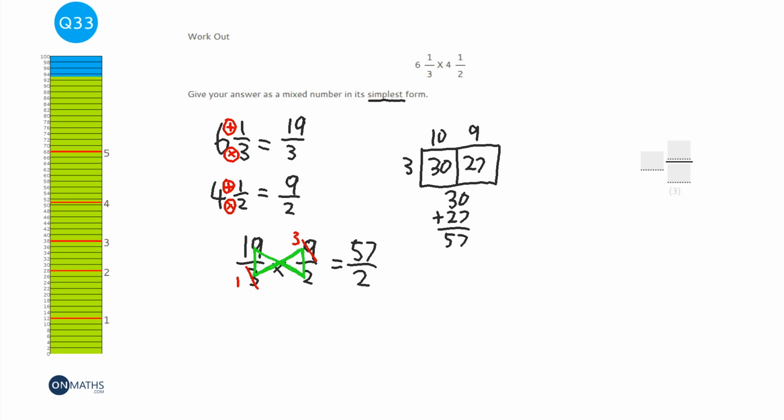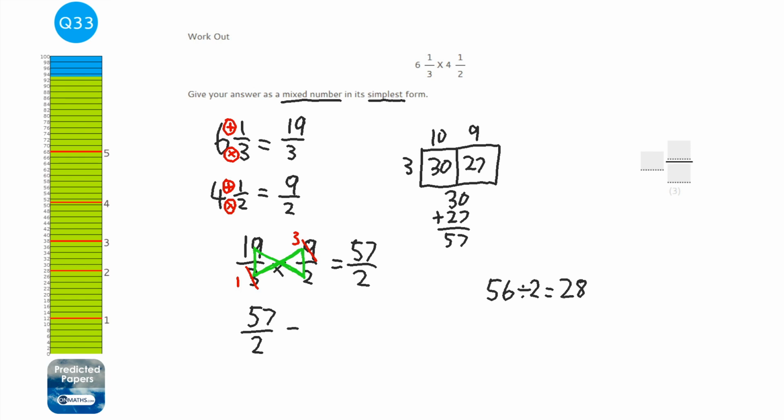Now, it says that it wants it as a mixed number, so we need to do that now. So 57 over 2, we need to make that a mixed number. So we've got to work out how many 2's there are in 57. Well, I know that 56 divided by 2 is going to be 28. So there's 28 whole ones and 1 remainder. So what you do is you work out how many 2's there are in 57, which is 28, and then any leftover, any remainders at the top, just create the fraction. So the answer is 28 and a half.